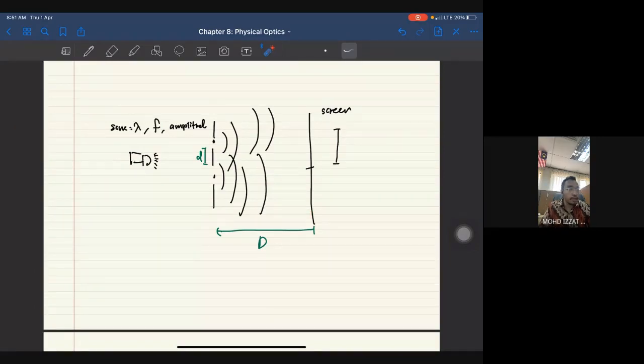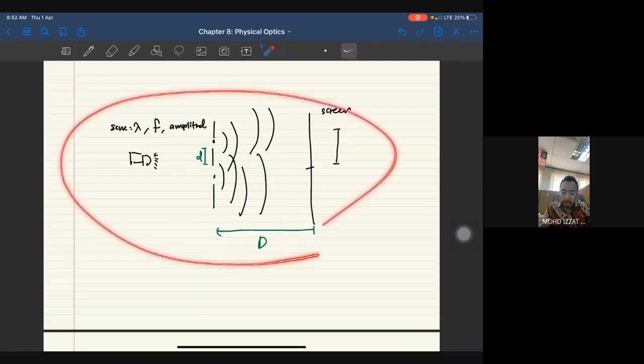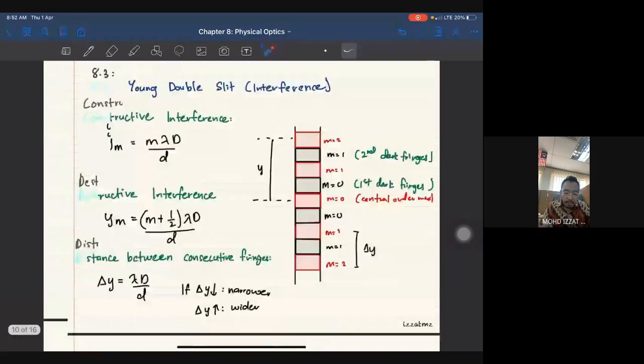Okay, we used to have this experiment dekat lab. So dulu best. Boleh tengok dalam lab lah. See bersama. Okay.